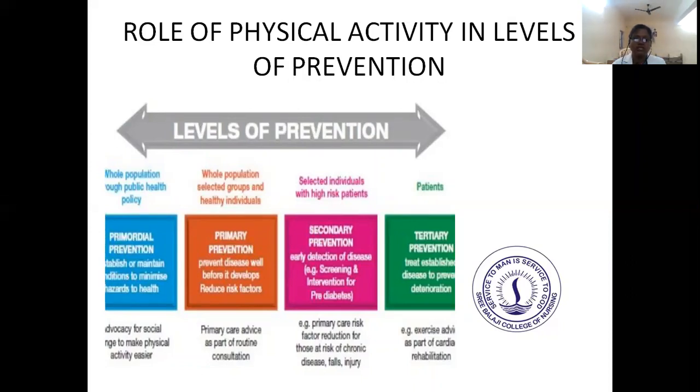Primordial prevention: establish or maintain conditions to minimize hazards to health, for the whole population of the community. Whole population, selected groups and healthy individuals, they are concentrating on primary prevention: prevent the disease well before it develops, reduce risk factors. It's primary care, advised as a part of routine consultation. Selected individuals with high-risk patients: secondary prevention. Primary care factors reduction for those at risk of chronic diseases. Patients, they'll be doing the prevention.